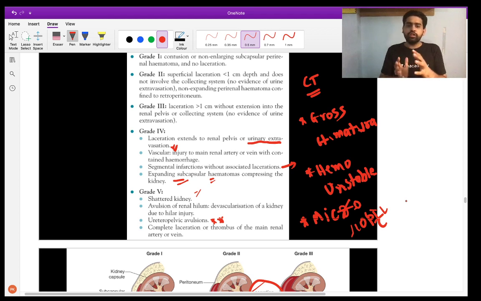Okay, now what is the chance of getting a renal injury if you have a blunt trauma? Only 10%. Severe renal injuries occur only in 10% after blunt trauma. 70% of the times there is a penetrating trauma which is leading to some severe injury in the renal. Are you understanding this point?